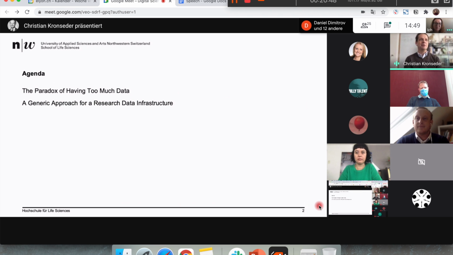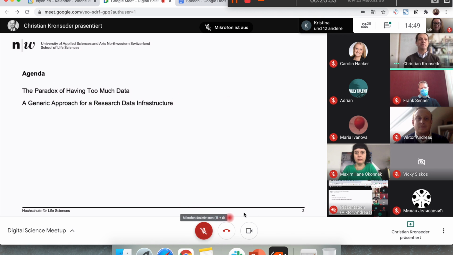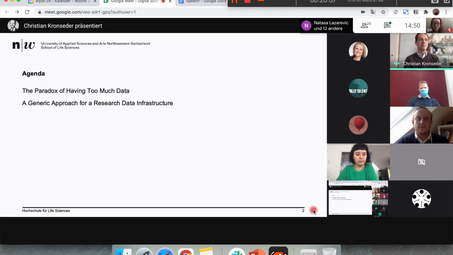But then we find once we have this massive amount of data, we don't have the tools to do this properly. Or even at the get-go, some machine gives me a lot of data and I don't know how to deal with it. And I'll give you a short example. And then based on this, I suggest a generic approach for how a research data infrastructure could look. And then I think we get into more and more detail.